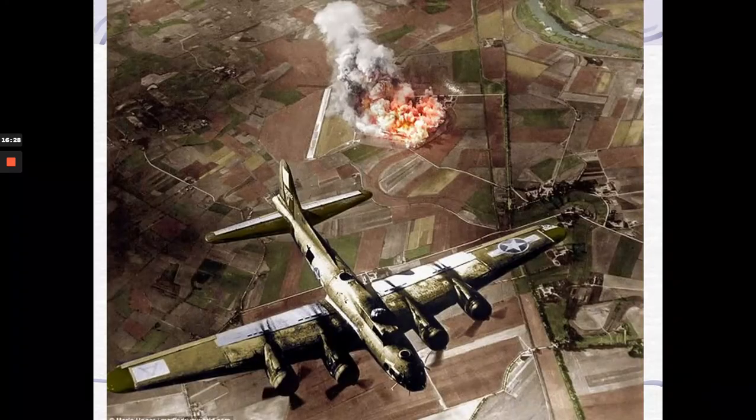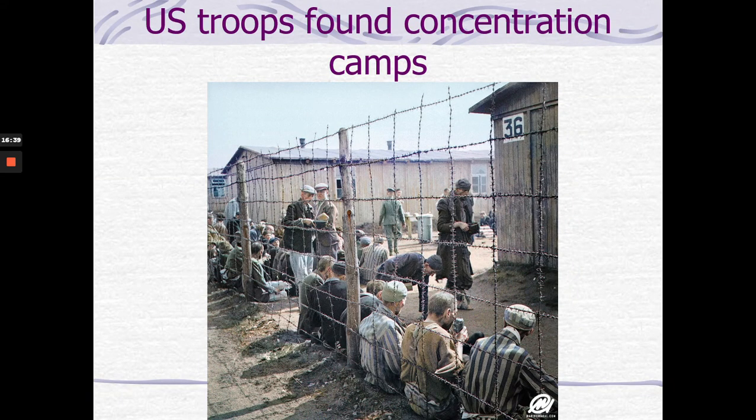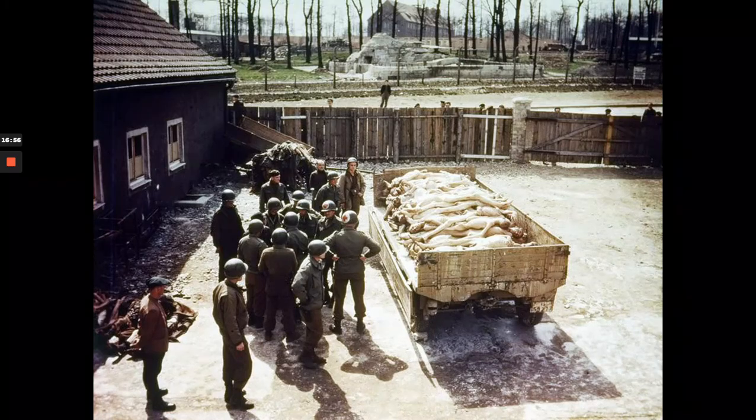Okay. Here's a really cool picture. This is on the list of things you need to know, that the United States Army liberated concentration camps. You probably learn more about the Holocaust in English class than you do in U.S. history. In a class, I actually have a few video clips that I show, but here's a pretty disturbing colorized photograph of the American troops finding a concentration camp.